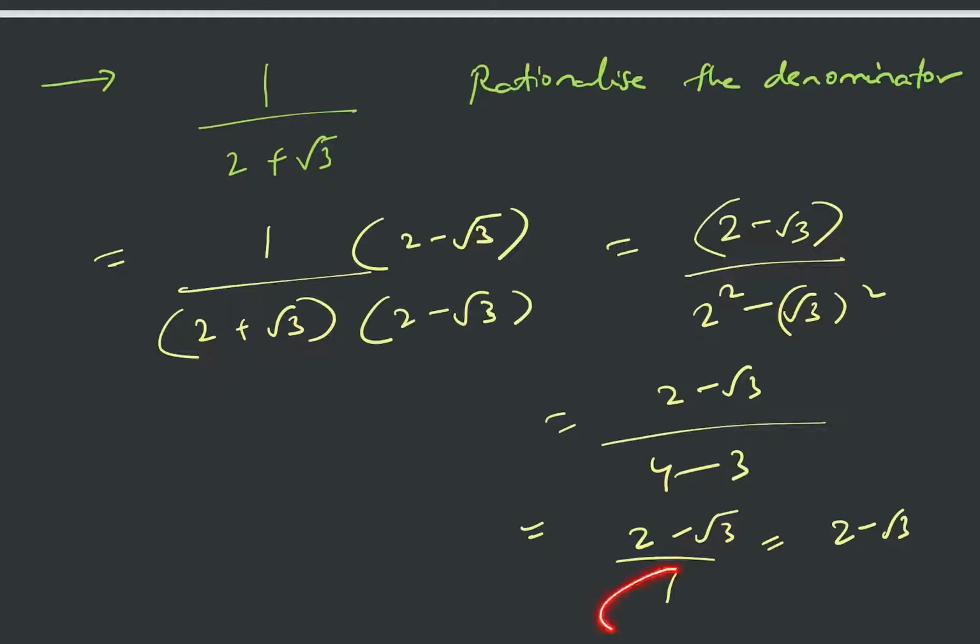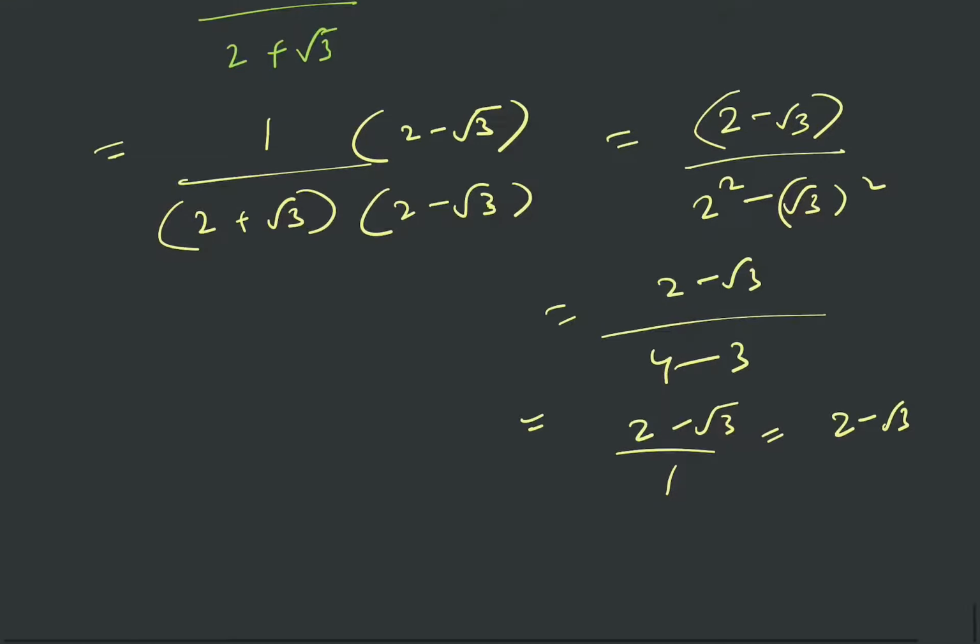So now you see that the denominator is rational, although now the numerator has become an irrational number, but our task was to rationalize the denominator. Before there were irrational terms in the denominator, now the denominator is completely rational. So this is how you can rationalize the denominator, by just multiplying with the conjugate term.